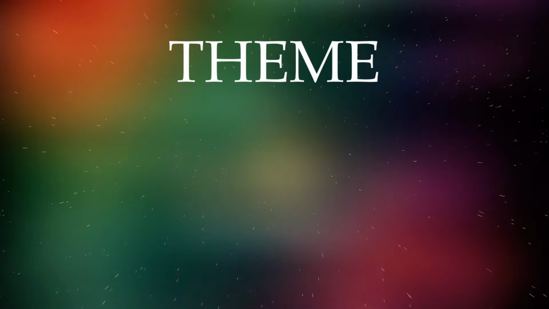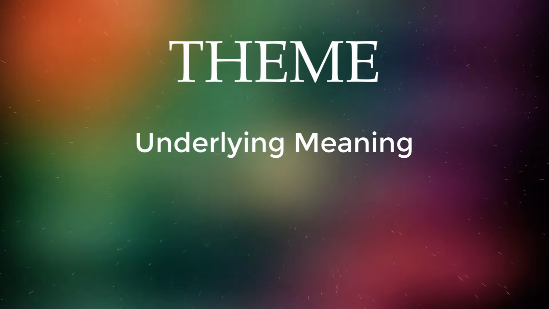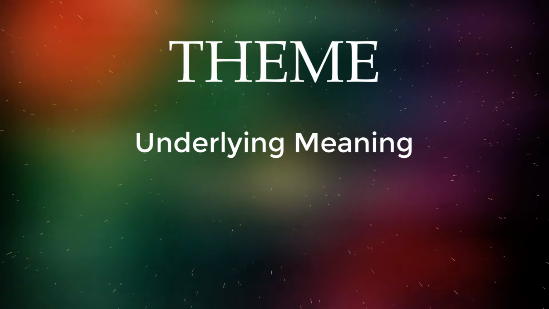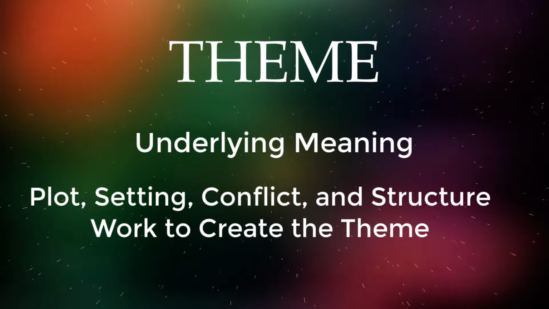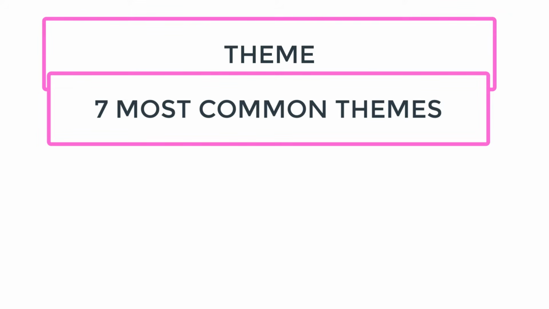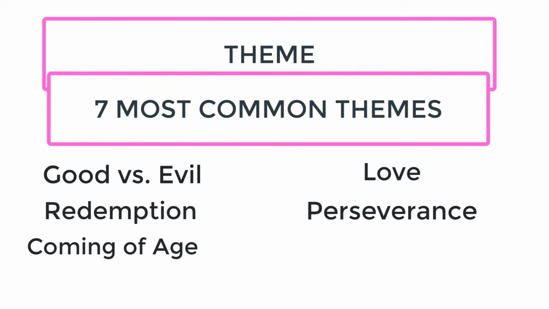Let's go on to theme. Theme is the underlying meaning that the writer explores in a novel, a short story, or any other literary work. All the previous elements mentioned work together to create the theme of the story. There are 6 basic themes in literature: good versus evil, love, redemption, perseverance, coming of age, and revenge.